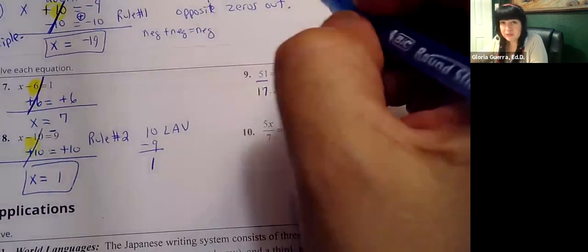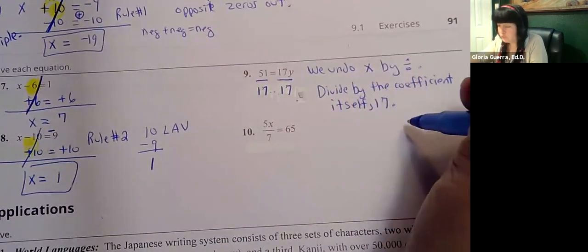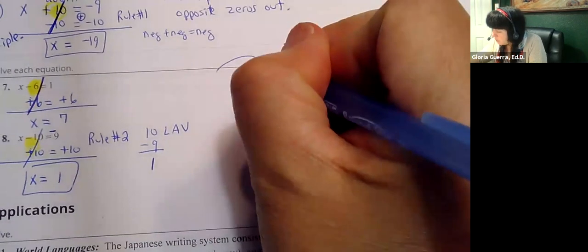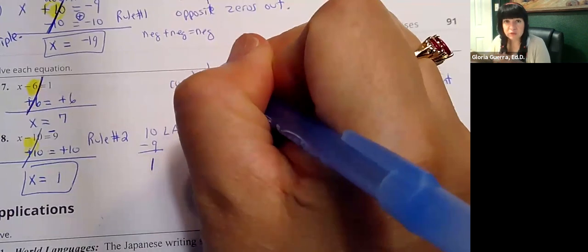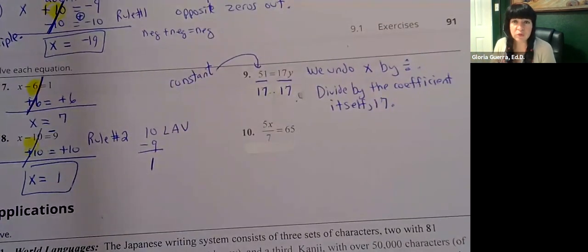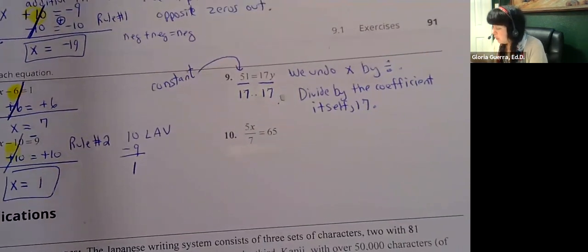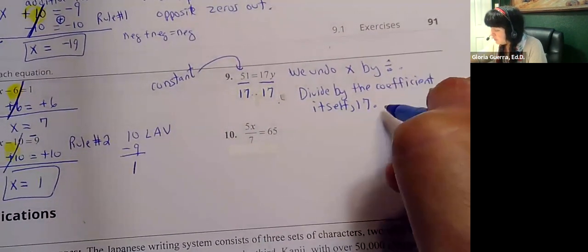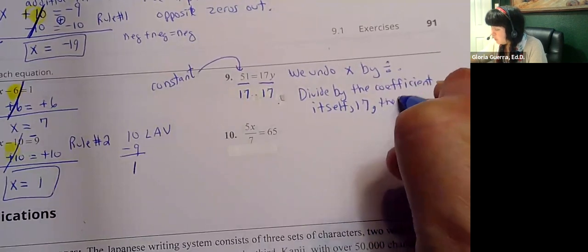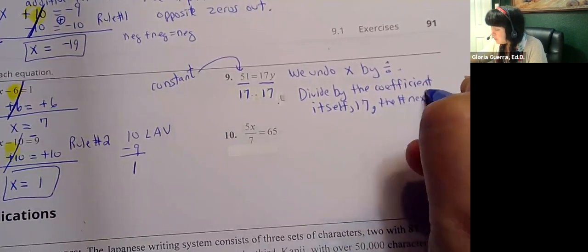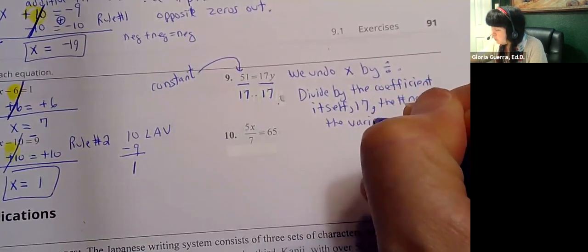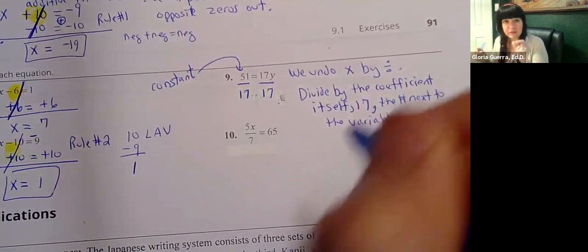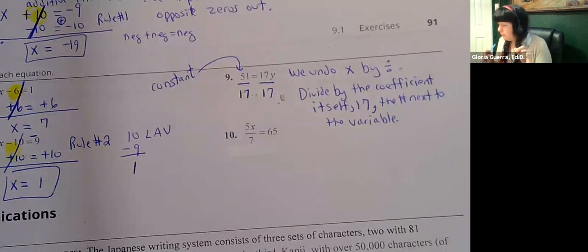And 17 is called the coefficient. 51 is called something also. It's called the constant. But you don't want to divide by the constant. You want to divide by the coefficient, which is 17, the number next to the variable. See that 17 times y is right next to that.